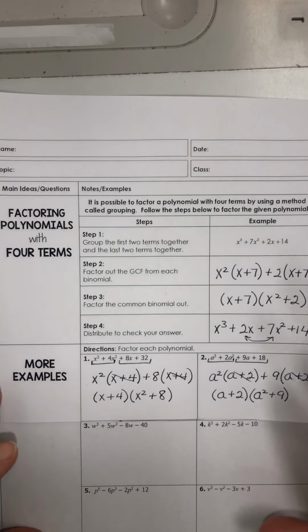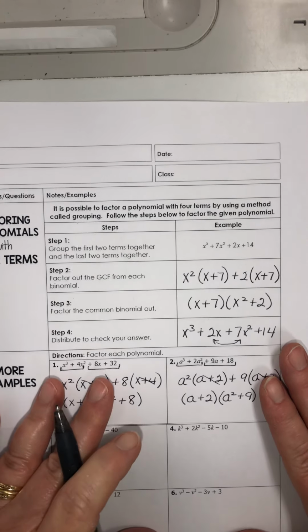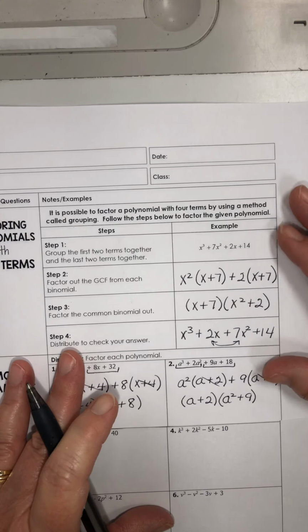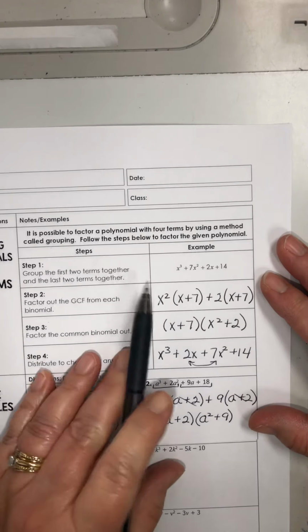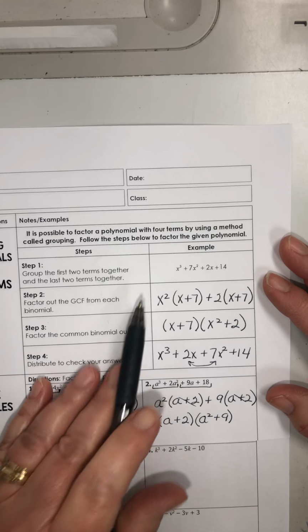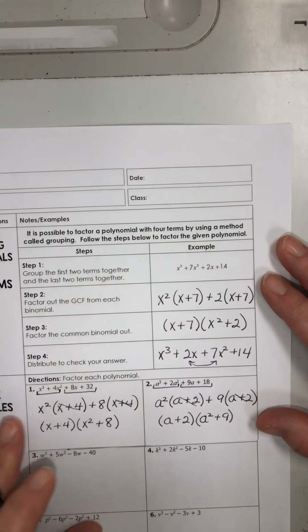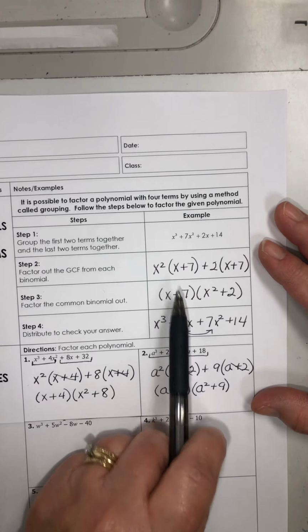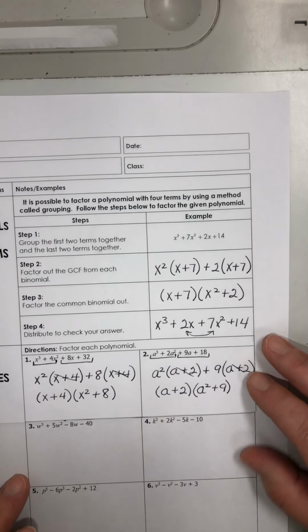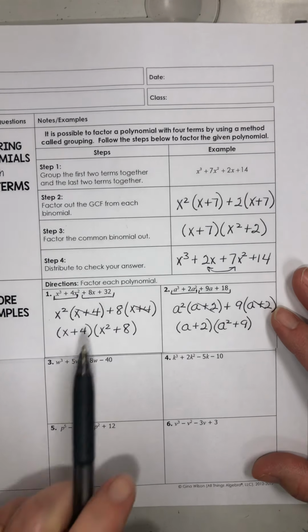Hi everybody. The first part of the lesson you've already watched. She showed you how to factor a polynomial that has 4 terms by grouping. And so that's what you see here. This is what she just did. All right, and here are the problems that she went through.